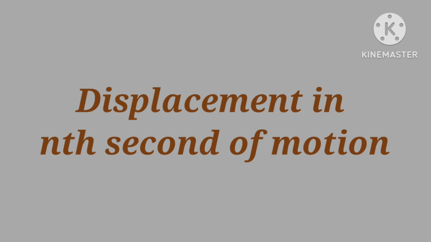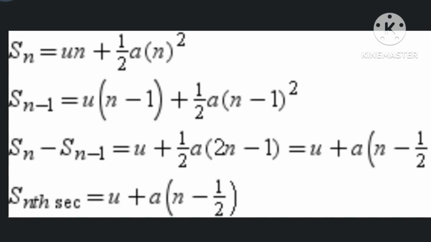There is also another derived equation which is known as displacement in the nth second of motion. The formula for this equation will be S nth is equal to u plus half a into 2n minus 1. This formula can be derived from the position-time relation.